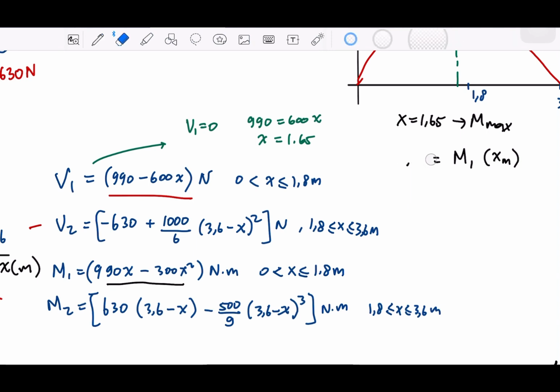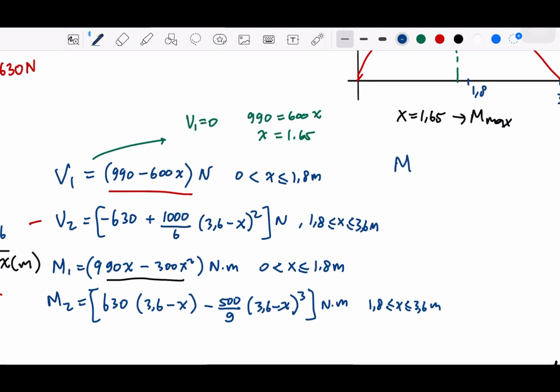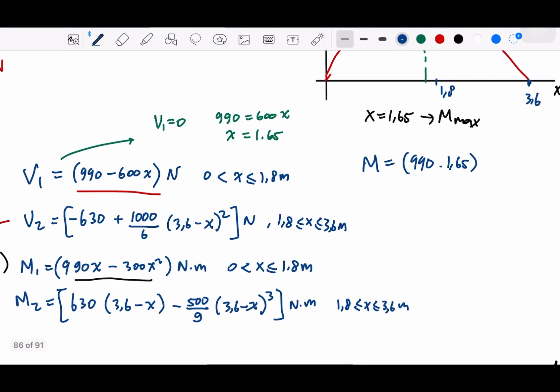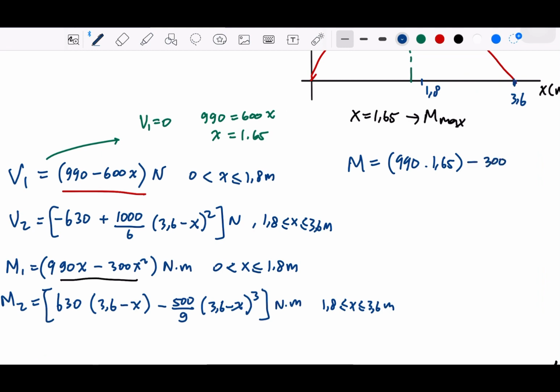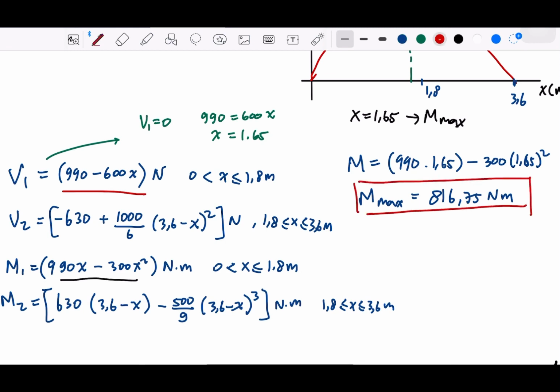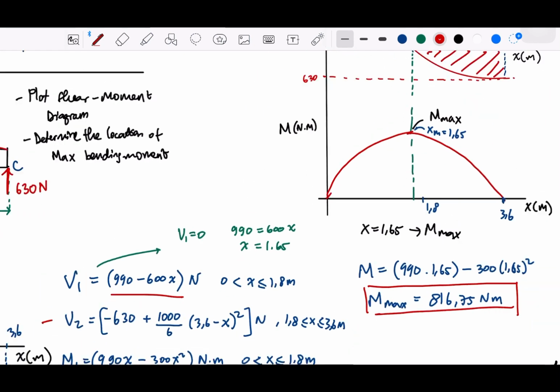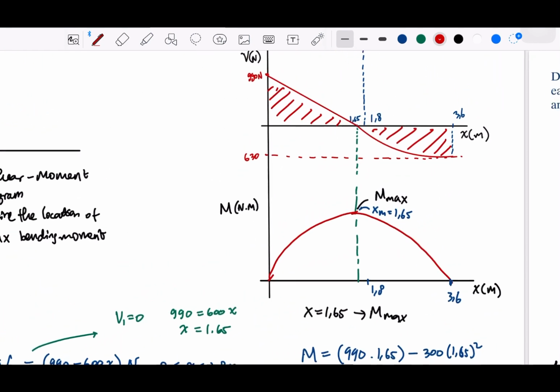Okay, so I think we can just write using the M1. So M is 990. This will be M max equal to 816.75. Okay. So this is the bending moment max, and this is the diagram.